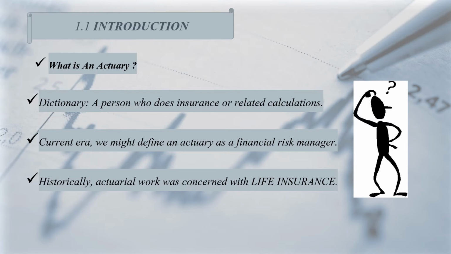1.1 Introduction. What is an actuary? Well, based on a dictionary, an actuary is a person who does insurance or related calculations. In the current era, we might define an actuary as a financial risk manager. Historically, actuarial work was concerned with life insurance.